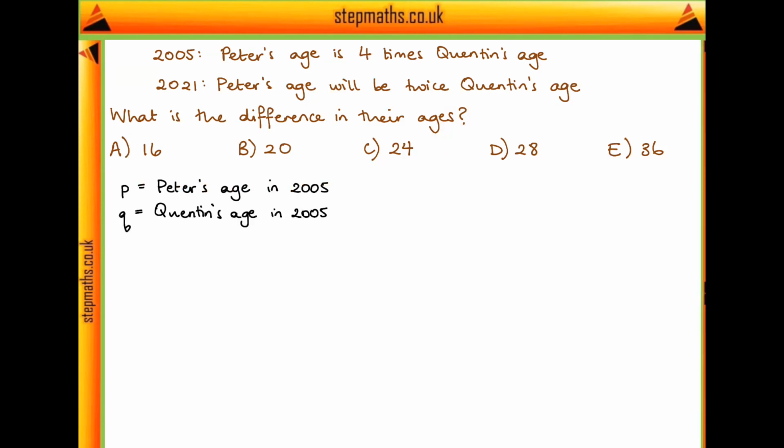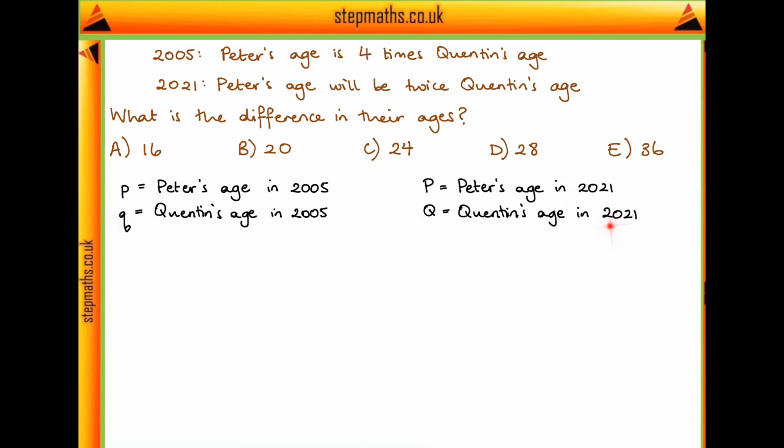Okay, so first of all, I'm going to write little p and little q for Peter and Quentin's ages in 2005, and capital P and capital Q for Peter and Quentin's ages in 2021, just so that it's easier to refer to their ages and I don't have to write Peter's age and Quentin's age every single time because that'll take forever. Okay, and can we write capital P and Q in terms of little p and q?